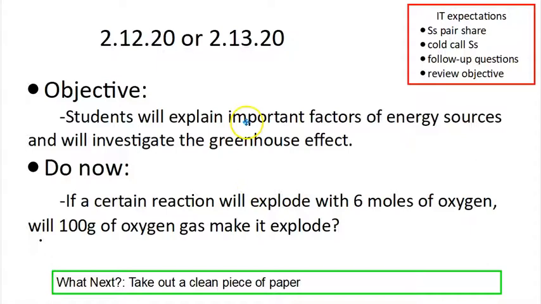Alright, so today you're going to do a CER of explaining important factors of energy sources. You're also going to investigate the greenhouse effect through a simulation and some reading. So your do now: if a certain reaction will explode with 6 moles of oxygen, will 100 grams of oxygen make it explode? So the problem is, since these are different units, you can't really compare them.